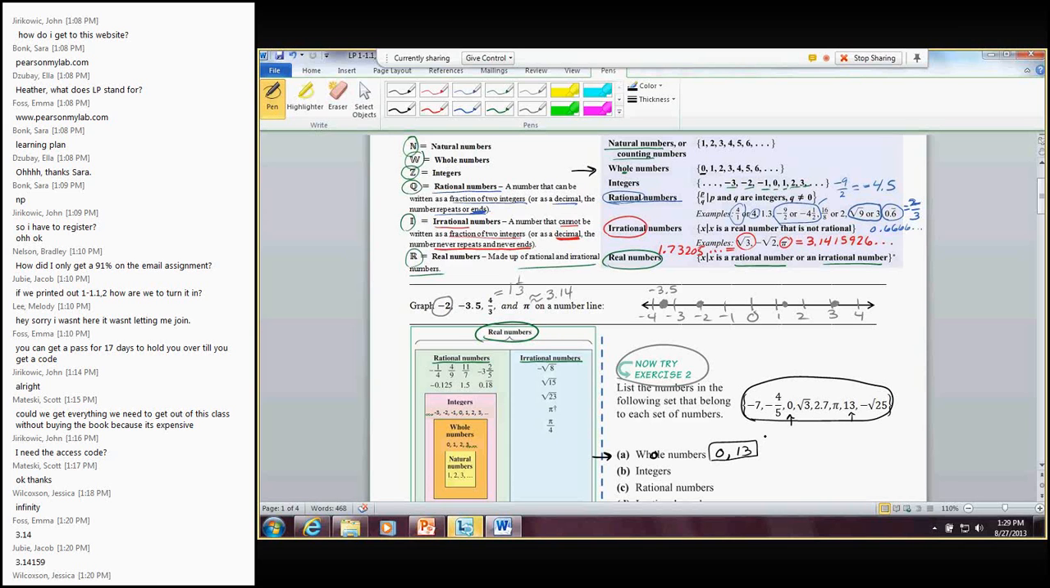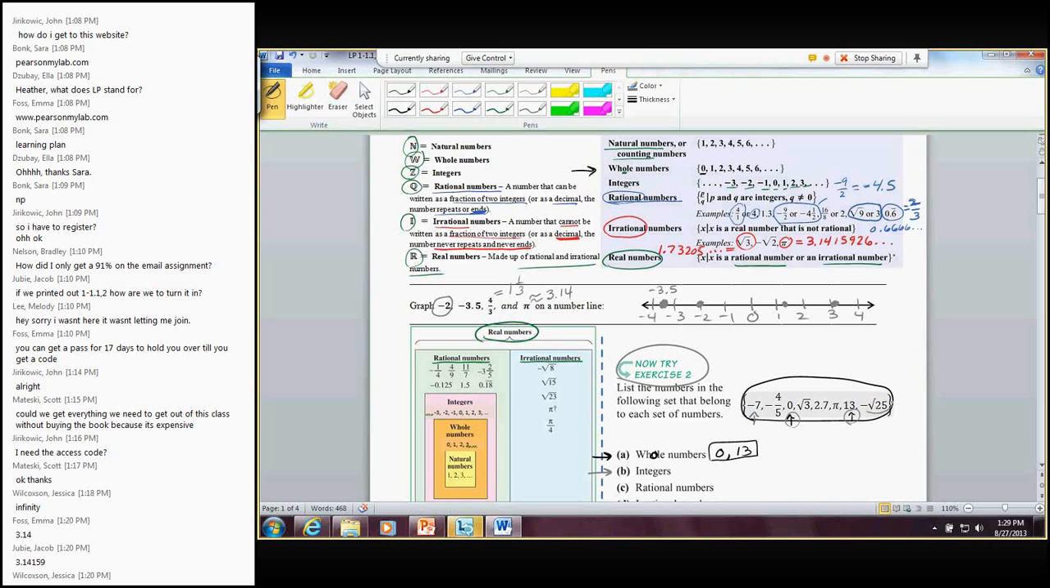Okay, and then let's go on to integers. Of all of these numbers, what would an integer be? Good. -7 is an integer. 0 is also an integer. 13 is also an integer. And does anybody see there's one more? Good. I think I know what you're saying, Isiosa.